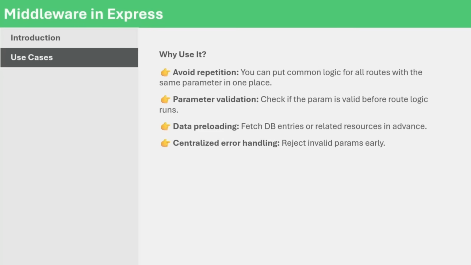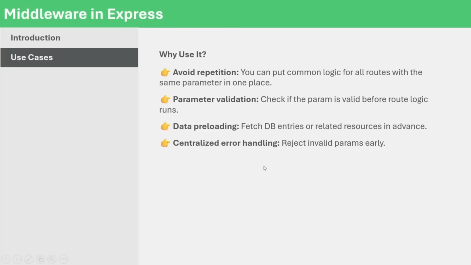So we can put common logic for all routes within the same parameter in one place. Also, we can use a param middleware to check if the param value is valid before the route logic runs. And we can also use param middleware when we want to fetch DB entries or related resources in advance before the route handler function gets called. Or we can use param middleware for centralized error handling.